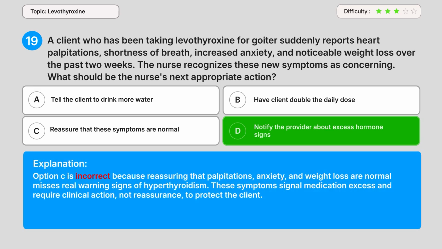Option C is incorrect because reassuring that palpitations, anxiety, and weight loss are normal misses real warning signs of hyperthyroidism. These symptoms signal medication excess and require clinical action, not reassurance, to protect the client. This patient is showing classic signs of too much thyroid hormone, and the medication cabinet is the most likely source.